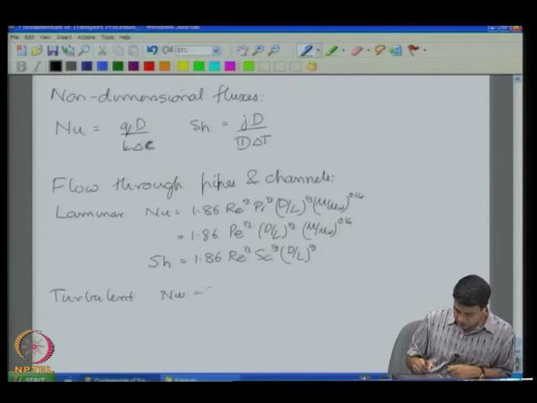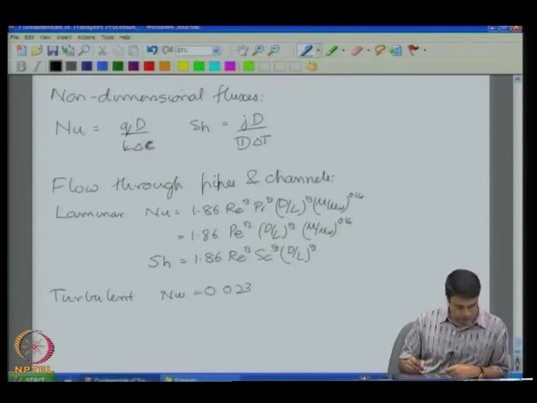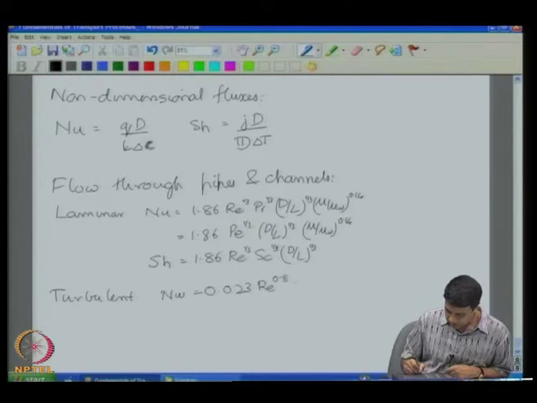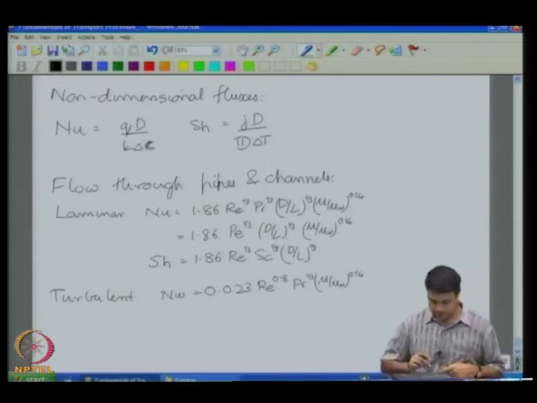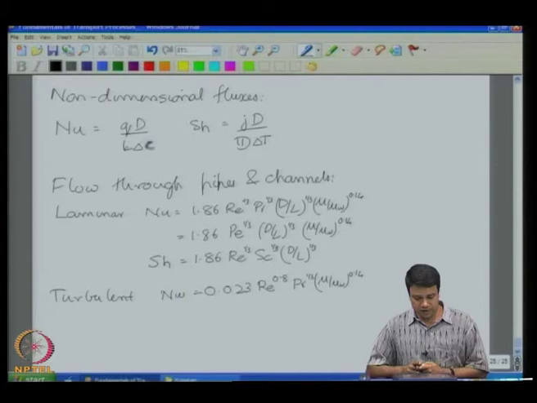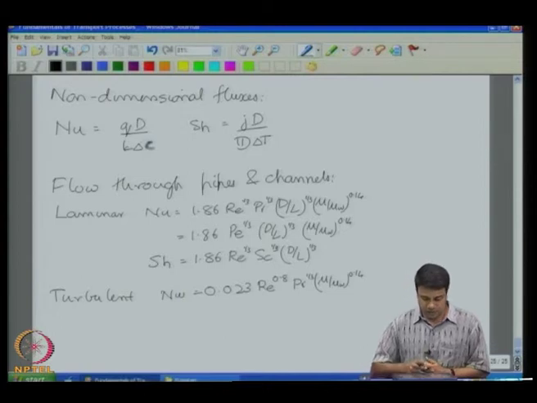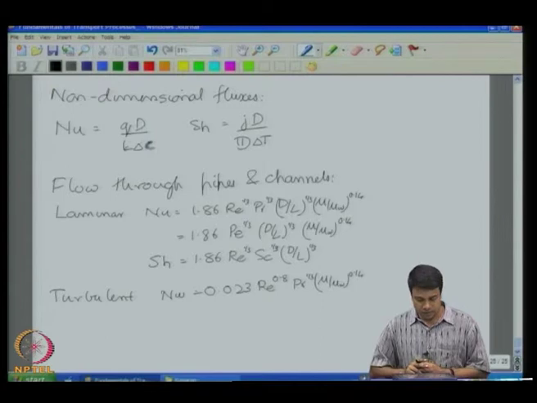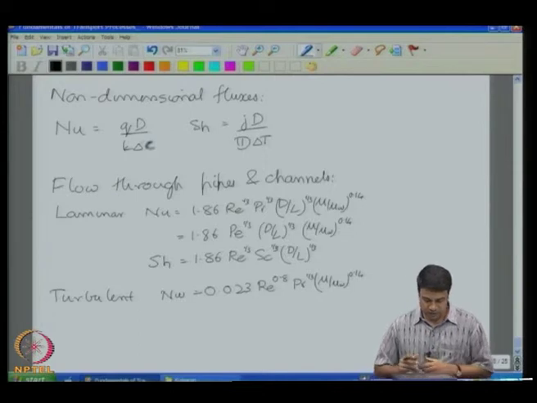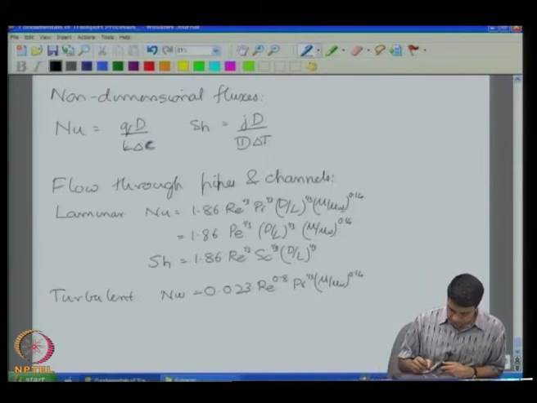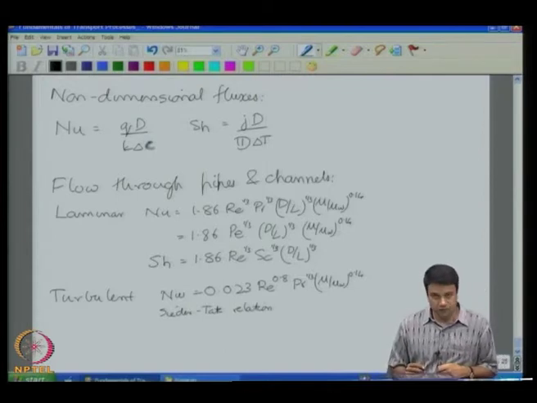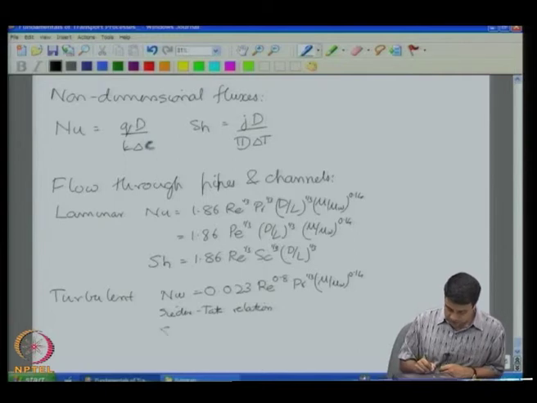For a turbulent flow, the Nusselt number is equal to 0.023 Re^0.8 Pr^(1/3). In this case, I cannot reduce it to the Peclet number alone, because the powers on Re and Pr are not the same. So there is a dependence both on mass diffusion and momentum diffusion in this case. And if I were doing the equivalent mass transfer problem, I get exactly the same.